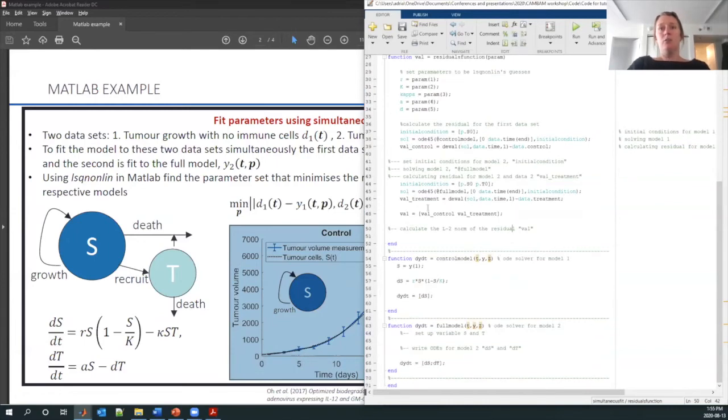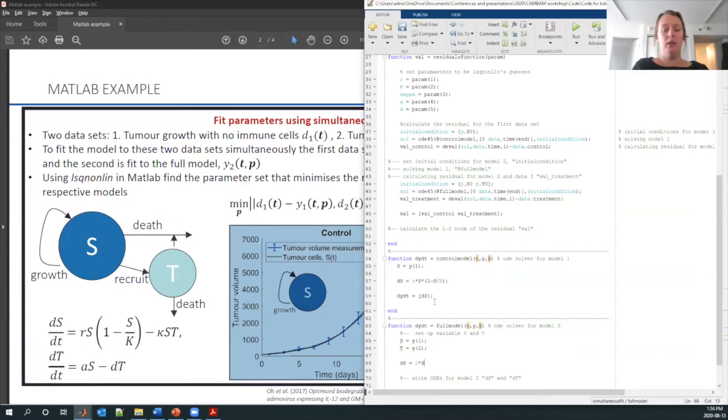Now, what we actually need to do is write this model. To write it up here, we first initialize the two variables s and t. So s is just y of 1 and t is y of 2. That's because this is an ODE solver, and that uses a variable called y. So we need to put that in terms of our notation. And then we just copy in these equations here, which is our full model.